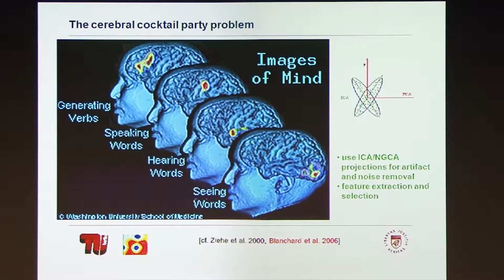So what we would like to do is concentrate on one source that is, for example, linked to the string pulling, which would be maybe near the motor areas, and all the rest we would like to treat as noise. So I call this the cerebral cocktail party problem because it's very similar to the usual cocktail party problem that we will face later on in IPAM.